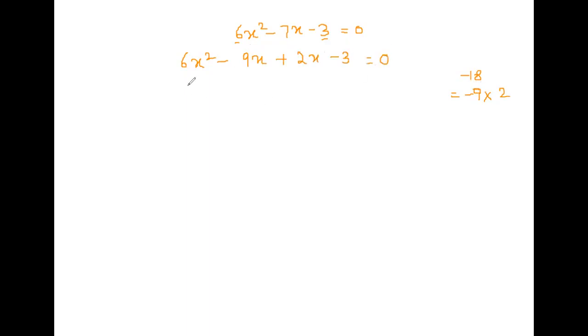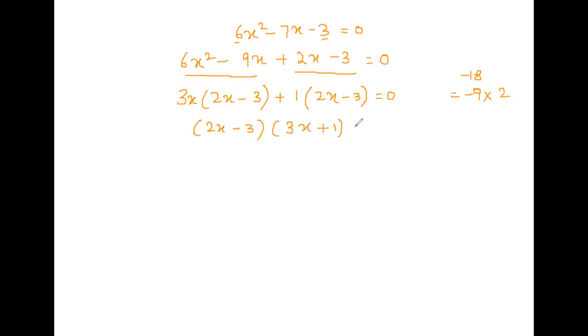And here we'll make the pairs. So firstly 6x squared minus 9x, and 2x minus 3. We'll take out the common 3x from the first pair. So in the bracket we'll be left with 2x minus 3. And in the second pair we do not have anything common, so we'll take out only 1, and 2x minus 3 will be as it is in the bracket. So again we can write 2x minus 3 as one factor, and the other factor will be 3x plus 1. So these are the factors of this equation.